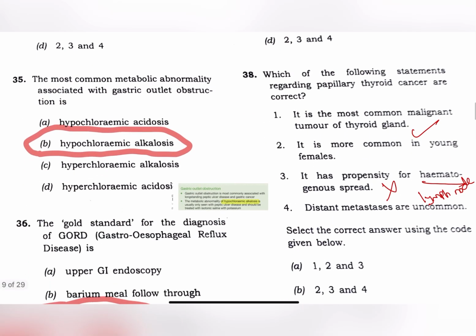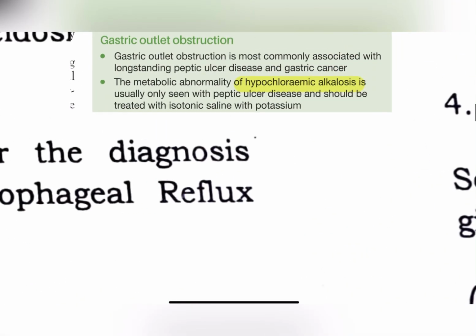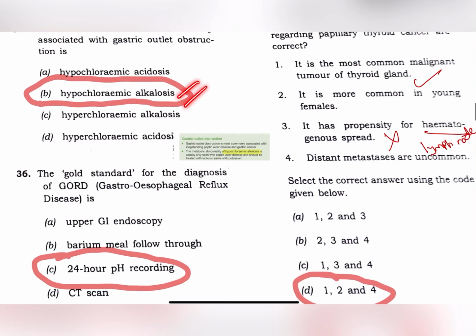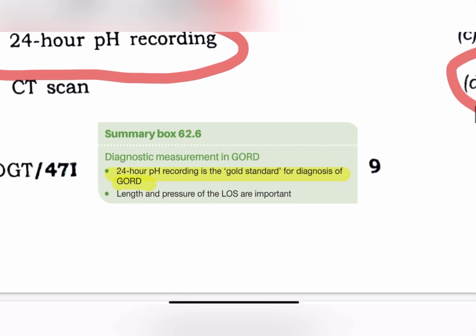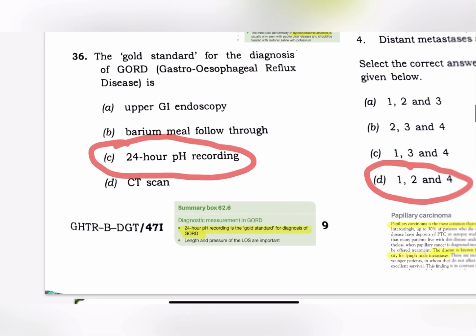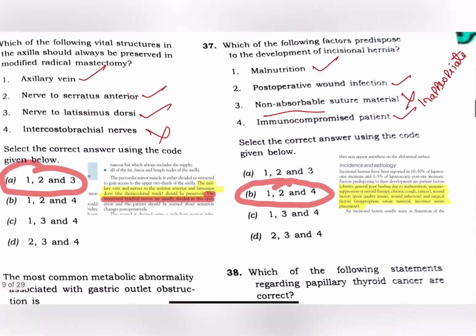The most common metabolic abnormality associated with gastric outlet obstruction is hypochloremic alkalosis. So the answer for this is hypochloremic alkalosis. Next question, the gold standard for the diagnosis of gastroesophageal reflux disease. 24-hour pH recording is the gold standard for the diagnosis of gastroesophageal reflux disease.